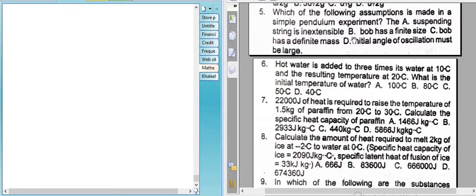So from our previous question paper, I have proved that the correct option is that the suspension string is inextensible. Therefore the correct option is A. The others cannot be the answers because they are not the assumptions of the simple pendulum experiment. Therefore question 5, the answer is A.